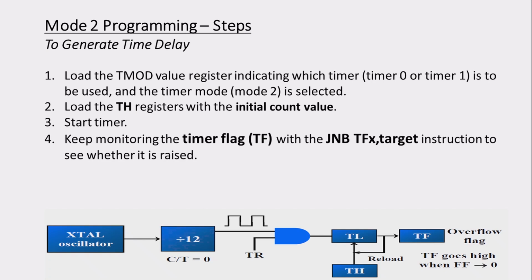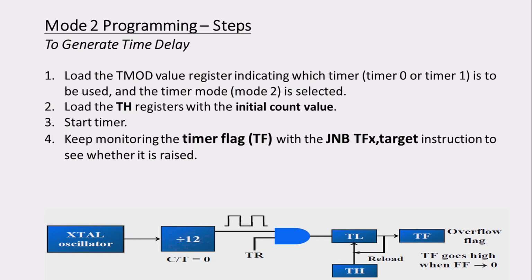Once the TF flag has been raised, how are we actually keeping an eye on it? We will be keeping an eye on the TF flag by giving the instruction JNB, jump if no bit, TFx, where the x represents the timer: if you are using timer 0, that value will be TF0, and if you are using timer 1, that value will be TF1.